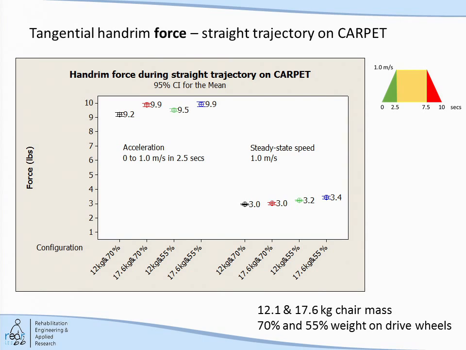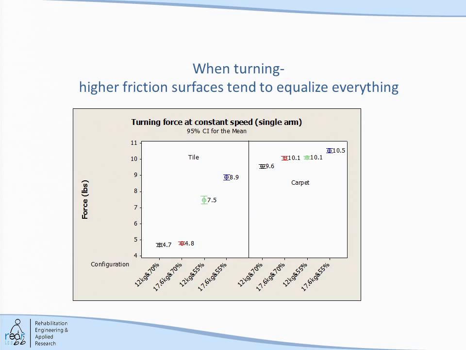So once again, what do you know? You know some things are pretty intuitive, that carpet is harder to push on. You might not have known how much, and clearly the amount of force it takes to accelerate a chair on carpet is really pronounced, okay?